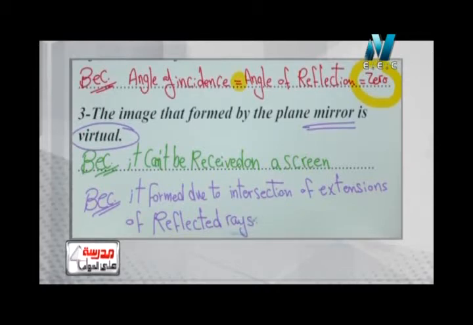Of course, a virtual image is erect or upright, and its position is always behind the mirror, meaning it is imaginary. Its position is behind the mirror, and of course there is nothing behind the mirror. If we look behind the mirror we won't find anything, because a virtual image can't be received on a screen, and at the same time is formed due to intersection of extensions of reflected rays.